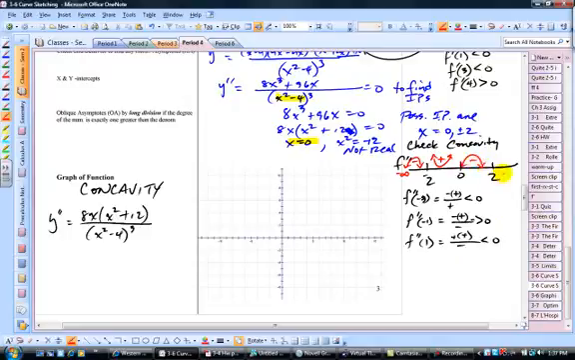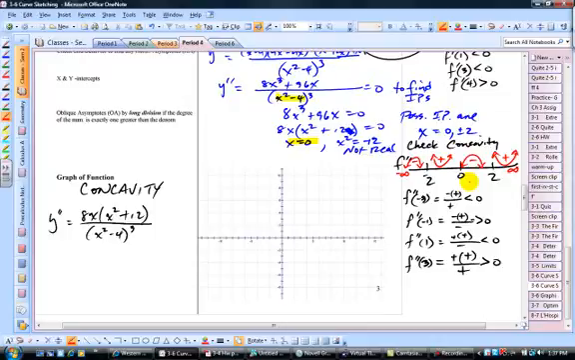And then you pick a number bigger than 2, like 3, and you try that. f double prime at 3. So 3 times 8 is 24, positive, times 3 squared plus 12 is positive, divided by 3 squared is 9 minus 4 is 5, 5 cubed is positive, divided by positive. Well, that whole thing is positive. So if it's positive, it's got to be concave up from 2 to infinity. So we're going to use that to help us graph.